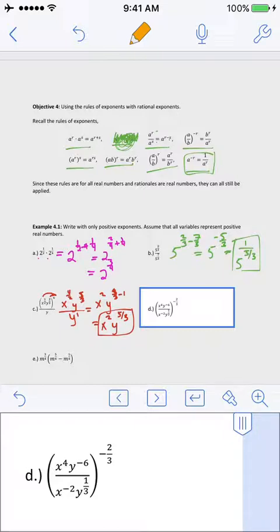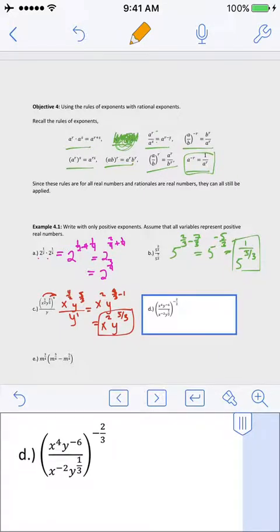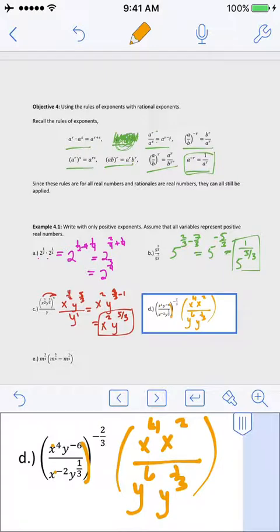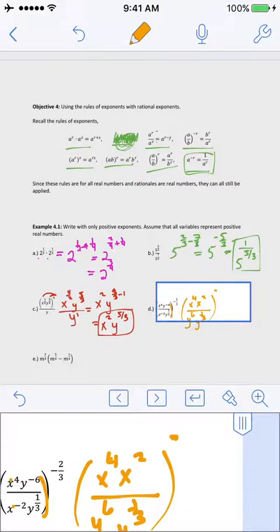I'm actually going to simplify within the parentheses first, then I'll apply the distribution rule. So within the parentheses, I see this negative exponent I can pull to the top. So I have x to the 4th, x squared. And then the y also can go down, so I have y to the 6th, y to the 1/3. All of that still being raised to the negative 2/3.